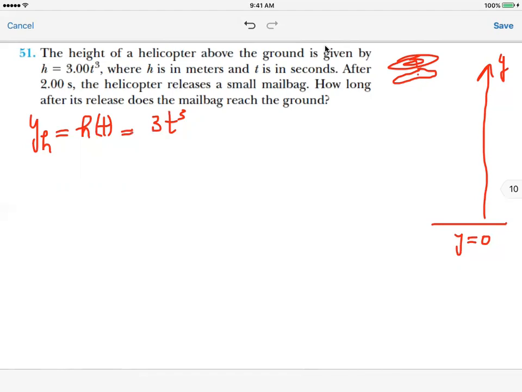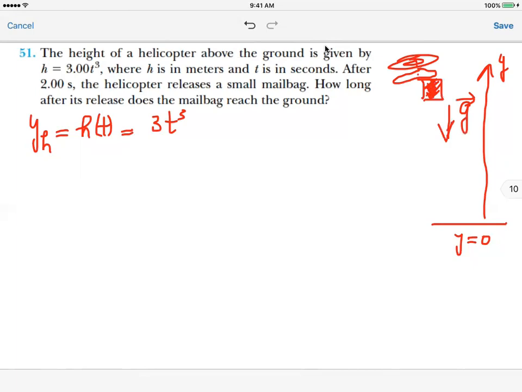So the helicopter at time t equals 2 seconds releases the mail bag, and the mail bag, since it is now in the air, becomes a free falling object under the action of the gravity acceleration. When the mail bag is released, it will fall under the gravity acceleration. The question is how much time does this mail bag need to reach the ground?